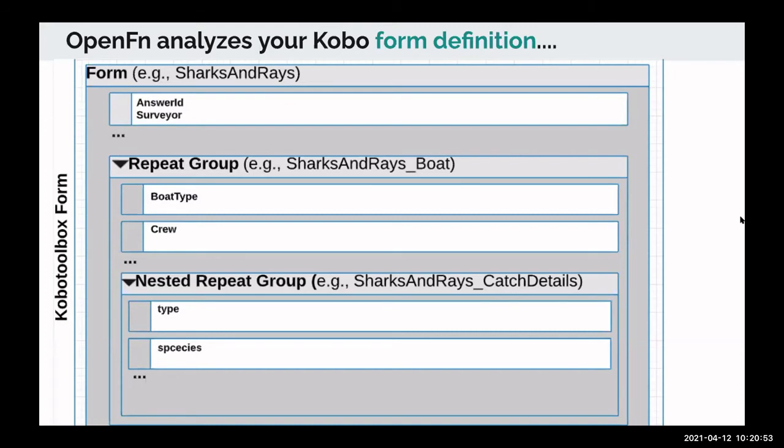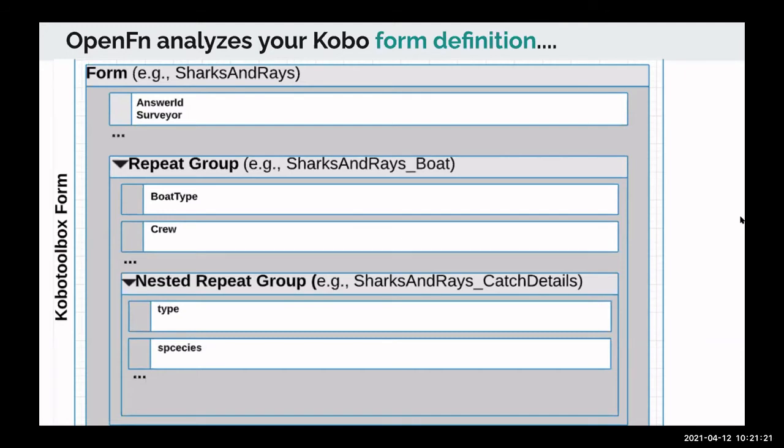If you're interviewing folks that are catching sharks and rays via a boat, you might want to ask questions about the boats they're catching these species from. You might say, how many boats, what is your boat type, and what type of crew did you have on this boat? So you start to fill out these groups of questions that are specific to whatever you're collecting information on.